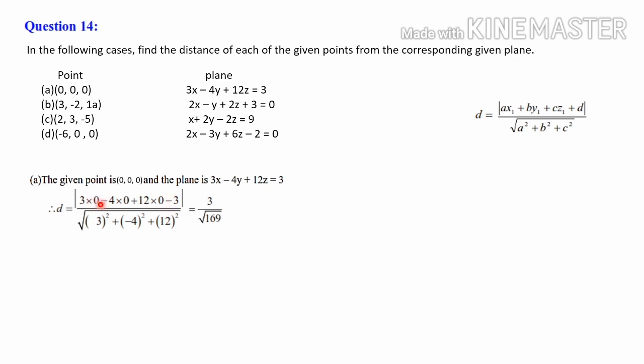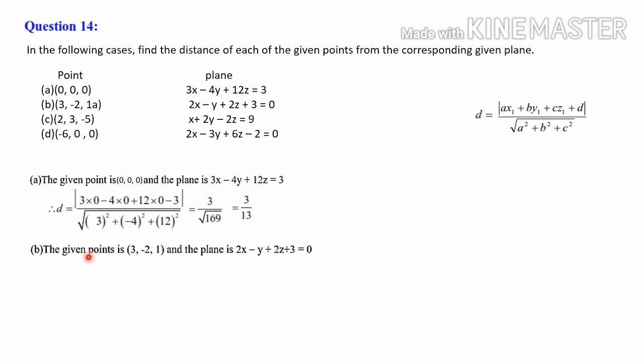That is 0 here. Here also 0. This also 0. So finally you will get minus 3. Modulus value is plus 3 divided by root of 3 square is 9. 4 square is 16. Then 12 square is 144. So when you do the calculation, you will get root of 169. That is equal to 3 divided by 13. Root 169 value is 13.